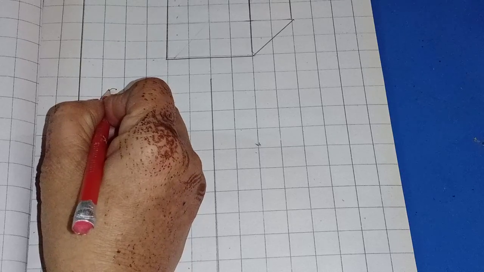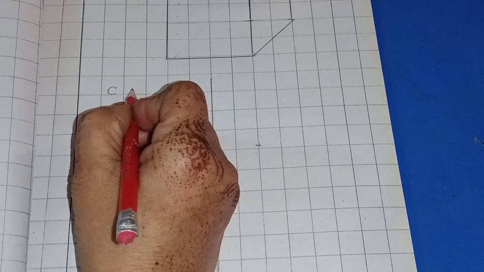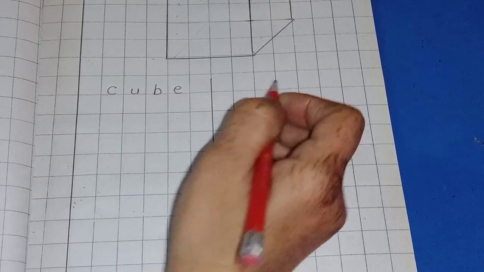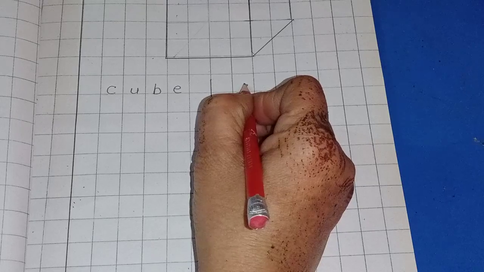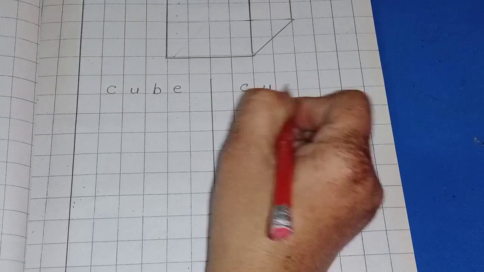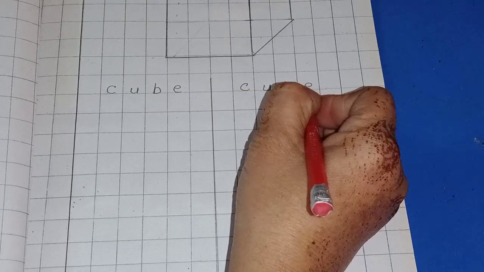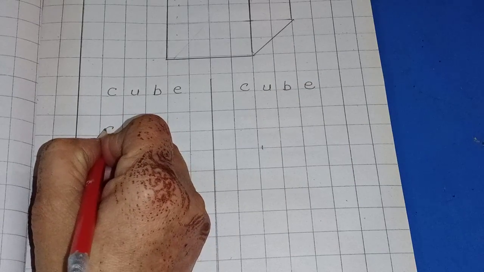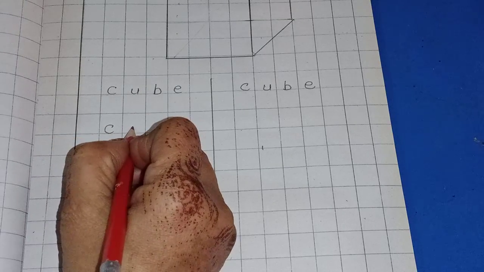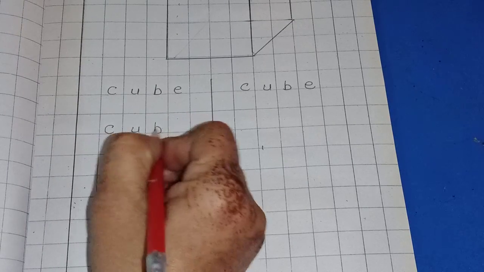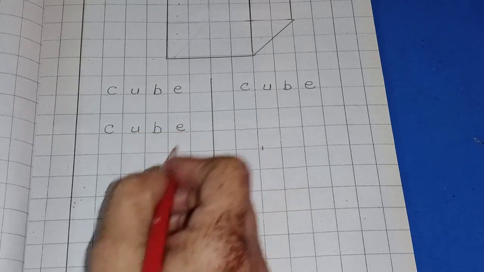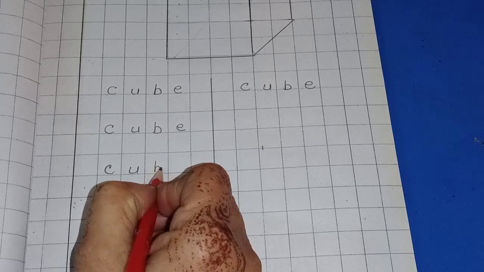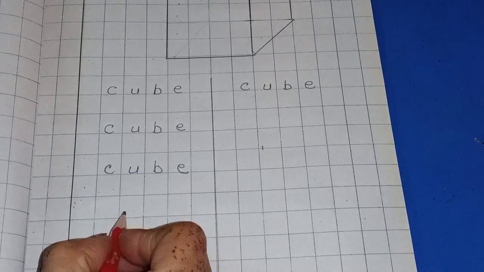And now you will write the spelling of cube. And the spelling of cube is C-U-B-E. Cube. And here you will also write the spelling of cube. C-U-B-E. Cube. Now you will leave one line and here you will also write the spelling of cube. C-U-B-E, cube. Now write it again. C-U-B-E, cube.